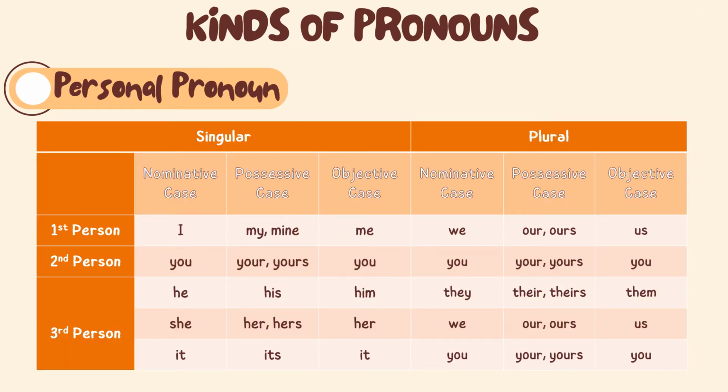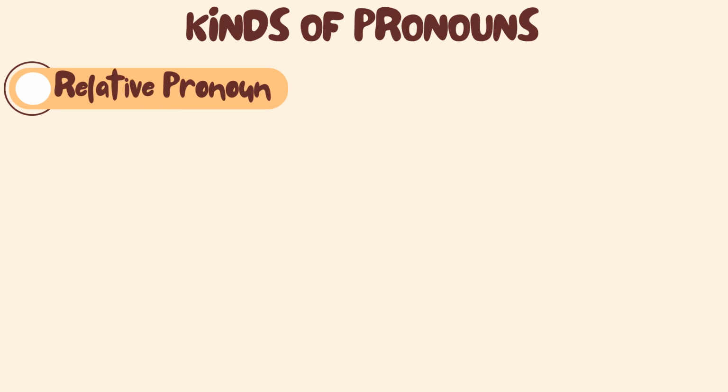To summarize the personal pronoun, we have here a table. So this table includes the personal pronoun and its various forms. We have here according to number, which is singular or plural, according to case, nominative case, possessive case, and objective case. For the person, we have first person, second person, and third person. And we're done with personal pronouns.